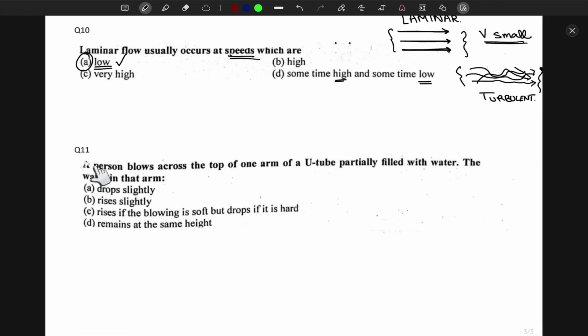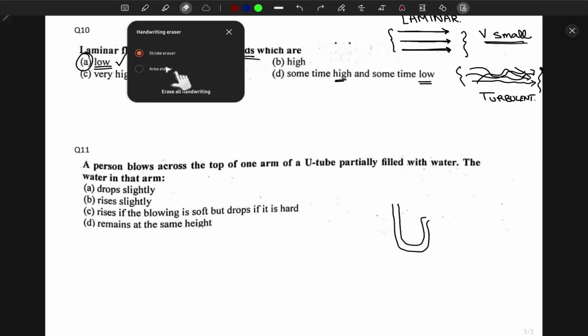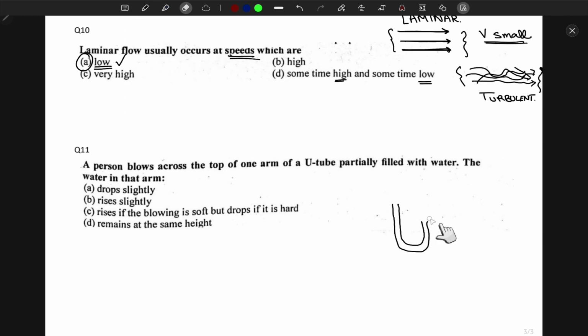Next, we have question 11, the final question, and it says that a person blows across the top of an arm of a U tube partially filled with water. What happens to the water in that arm? So a U tube is something like this, right? It's also called a manometer. Wait one second, what happened? Let me use this eraser. So it's something like this, right? And now suppose there is some liquid or water, so it's filled with water and there is water in this.